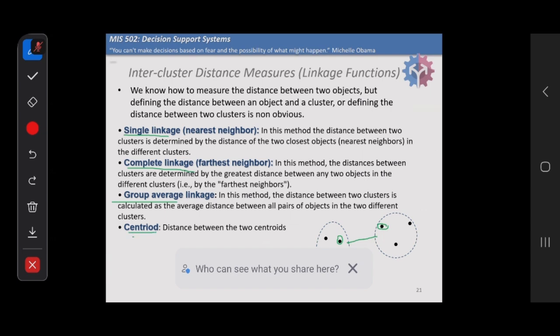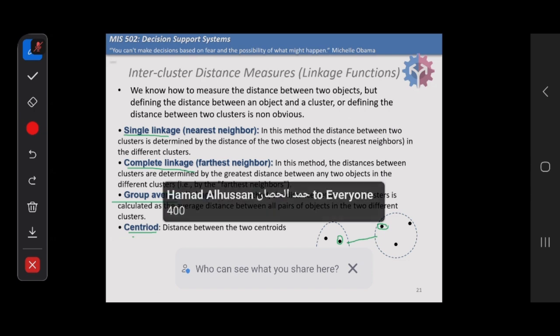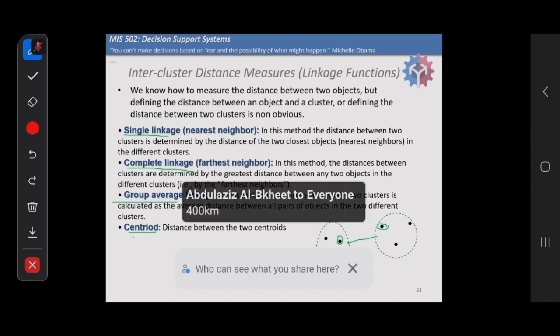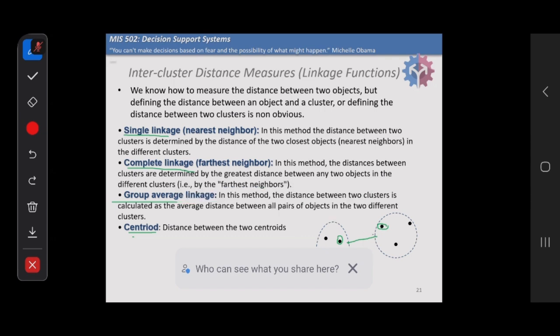Let me ask you a question, which will make your mind clear. If I'm going from here to Riyadh, how much is the distance? Hamad says 400. What about others? Do you agree with that? Abdulaziz says 400. Muhammad says 400. But let me now ask the question more clearly, okay?